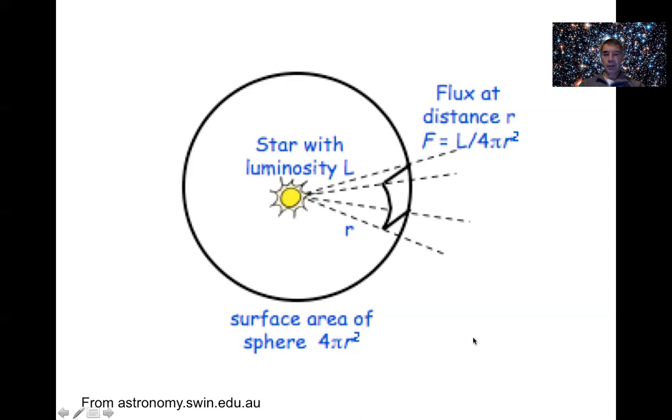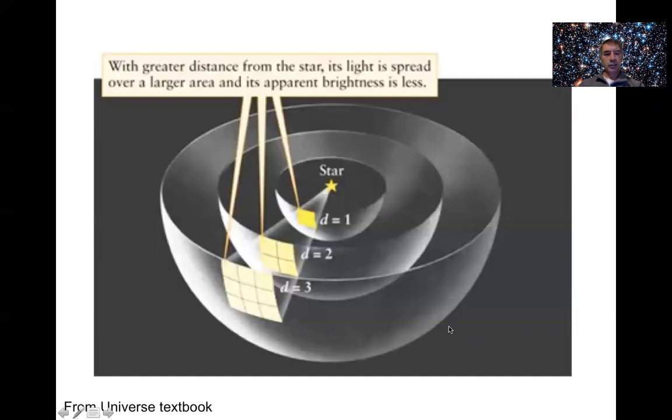And this next diagram, again, comes from the Universe textbook. It's just illustrating this idea of the inverse square law. Imagine you've got a star in the center here, and again, you can put these imaginary spheres around it at ever increasing distances. Think about a cone of light coming out here, which is represented by these squares that are getting bigger in area.